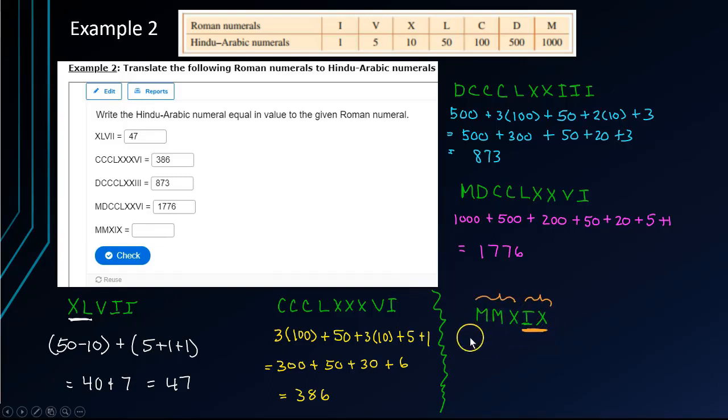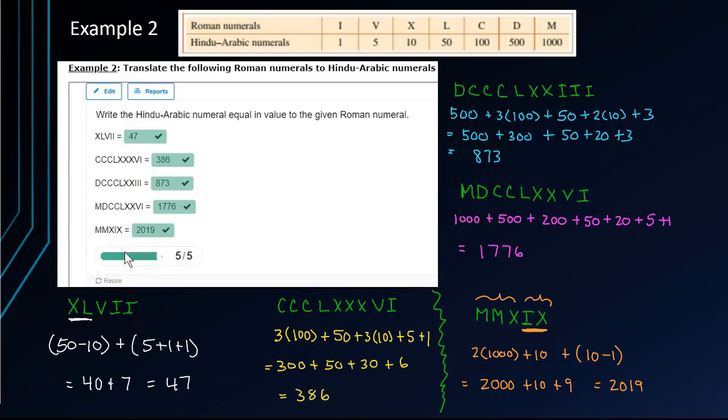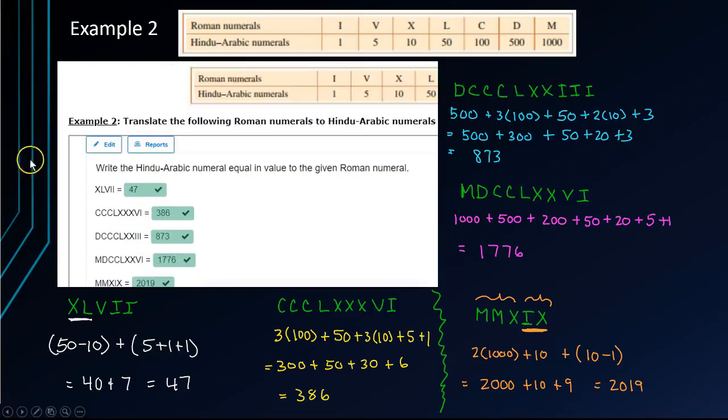This is 2 1,000s plus a 10. This is 10 minus 1, which is 9. So I have 2,000 plus 10 plus 9, which is 2,019. And we got them all right. On to the next example.